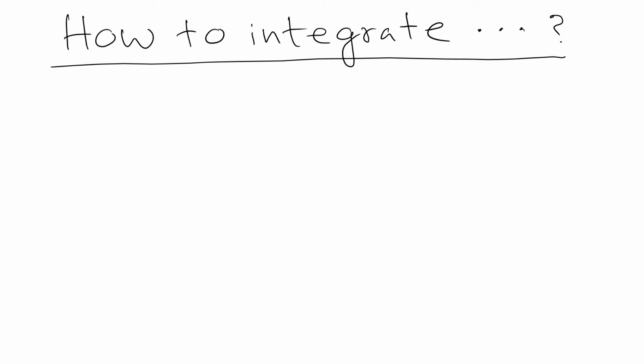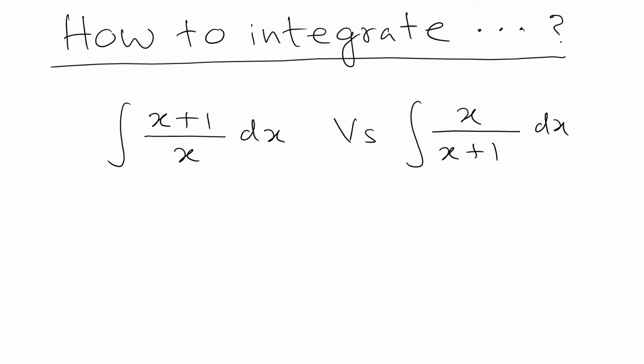In this series of videos, we're going to learn how to integrate certain interesting integrals. As a first example, we can talk about how to integrate these two. The first one is the integral of x plus 1 over x dx. The second one is the same thing upside down, x over x plus 1. We can use an interesting strategy to solve these two integrals. So let's see how we can do it.